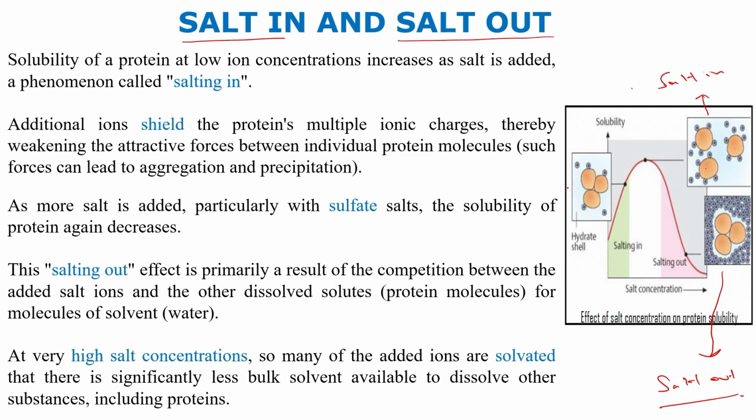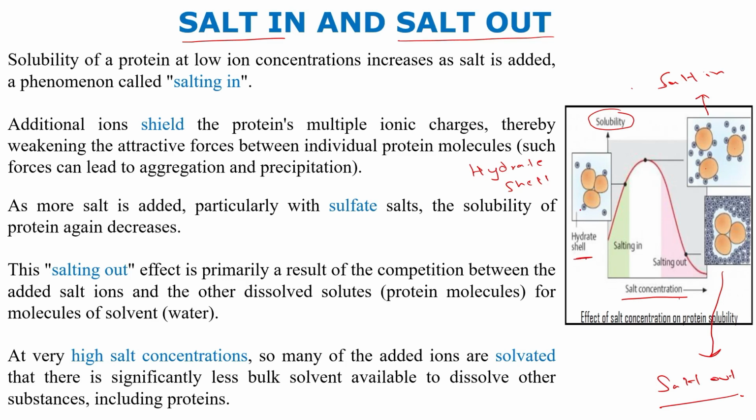So how is it happening? If we draw a graph between the salt concentration on the x-axis and solubility on the y-axis, we will see that at a very initial salt concentration, when we have just started the process, the solubility is very less, and the only solubility is by the hydrate shell. Since we have water molecules, hydrate shell formation is there. So here it is written also, hydrate shell.